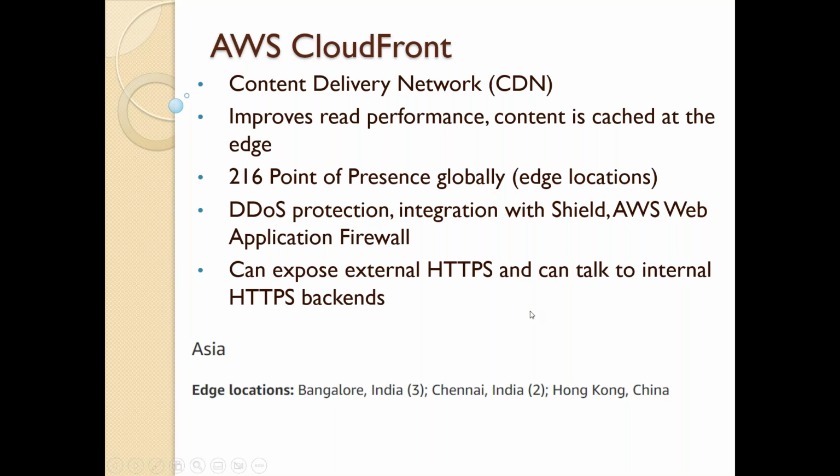And you can also expose external HTTPS and talk to an internal HTTPS backend. CloudFront will have its own URL, and there is a certificate generated by default in CloudFront, and you get a dedicated URL for that. That URL will have some random characters, and using Route 53, the last service that we read, we can map our own domain to this one. Okay, so that also we can do. So we have points of presence in Bangalore 3, Chennai 2, and a lot of edge locations in Asia and across the globe. All the content will be pushed to these.